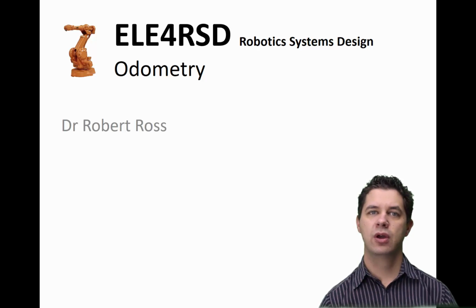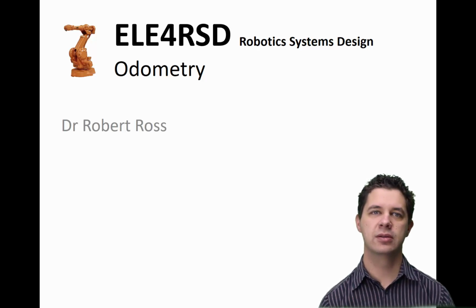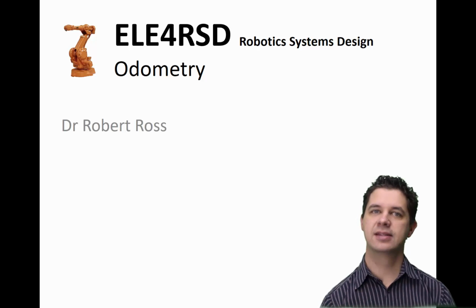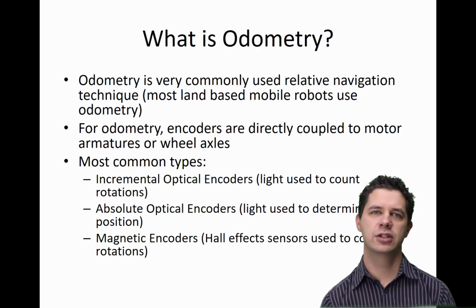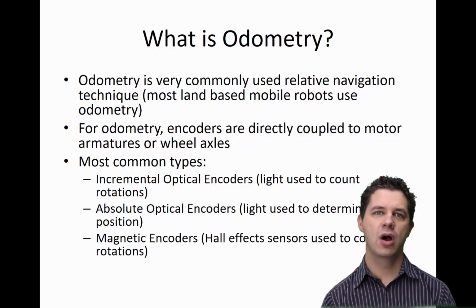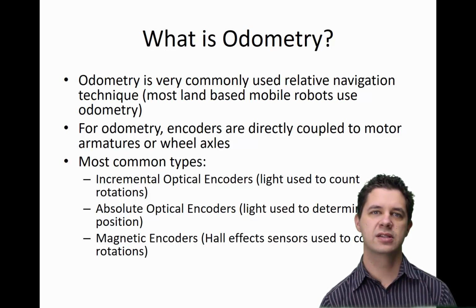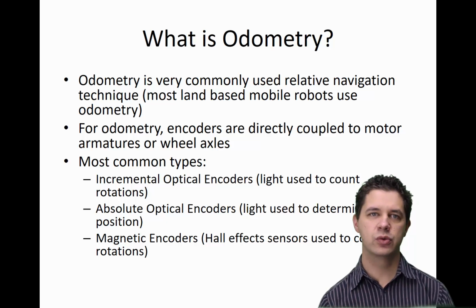Odometry refers to essentially how far the wheels have turned and, based on that, the distance the car's actually travelled, or the robot's actually travelled in this case. Now this is very commonly used in robot navigation, basically because it's very, very cost effective and simple to do and gives us very good results over short distances. So most land-based robots that have wheels will use some form of odometry.